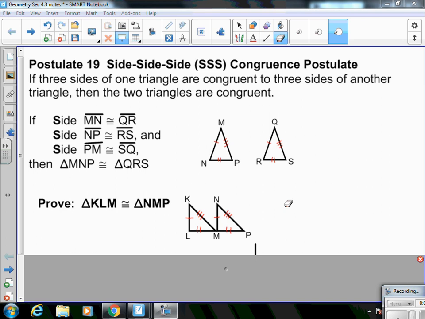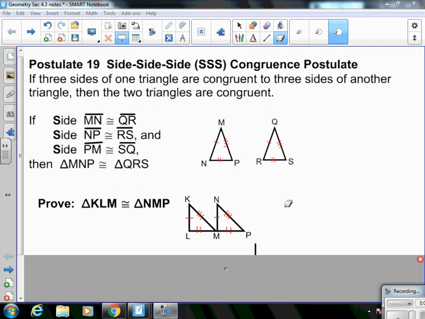Starting section 4.3, continuing on the trend of trying to figure out how to prove that two triangles are congruent. Up to this point, to prove triangles congruent, we've had to prove every angle and every side congruent to the corresponding angle and side of the other triangle. So now we're going to introduce some postulates and theorems that will make that process a little bit easier for us.